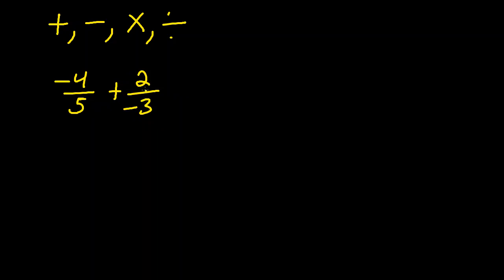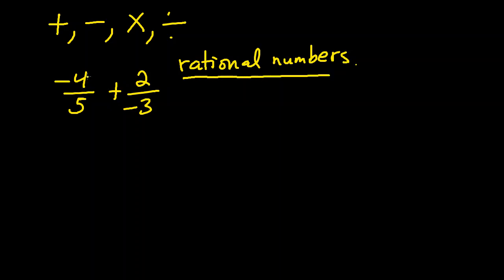These two fractions are both rational, right? They're both rational numbers. Just to refresh, a rational number is a number that can be written as a fraction of two integers. Both of these are written as a fraction of two integers. In this case, the integers are negative 4 and 5, and in this case, the integers are 2 and negative 3. So our next step is now to add them, right?